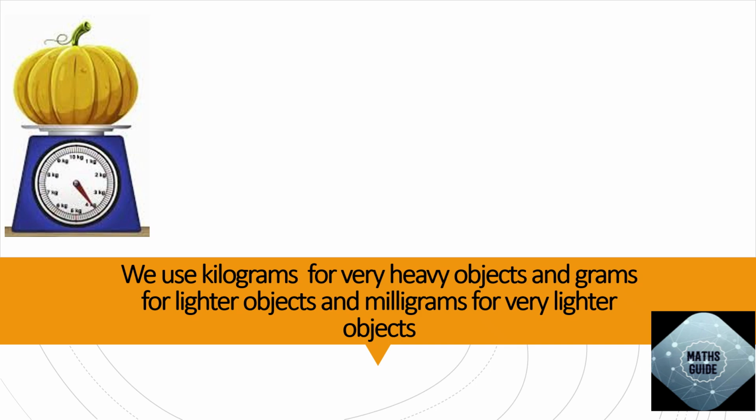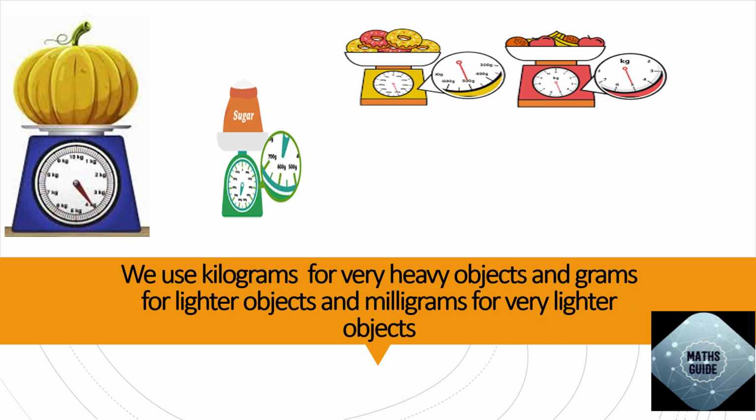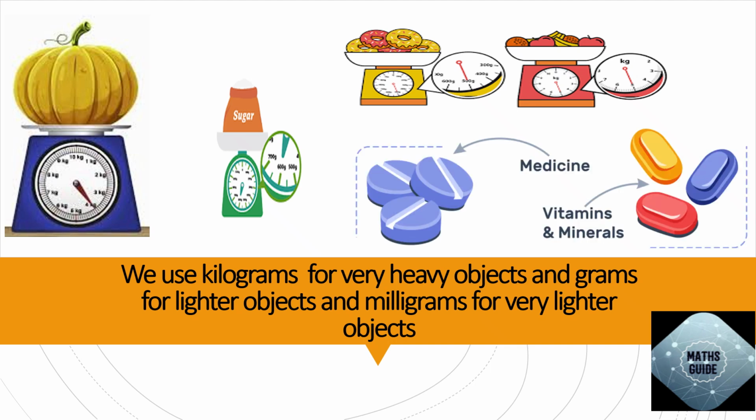Look at this pumpkin. It is very heavy, so its weight must be in kilograms. Here the weight of this pumpkin is 4 kg. This is sugar. The weight of the sugar can be in grams or kilograms. Donuts are measured in grams, and these small tablets or capsules are measured in milligrams, as they are very small in size.